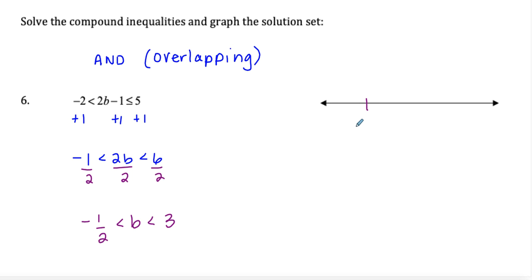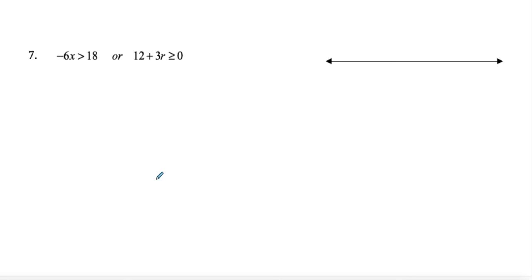So I want all the b's in between those numbers, all of them. Oh, and this was equal to. So I have an open circle and a closed circle. So it actually includes the number 3 as a solution. All right, then we had some that involved or, okay?